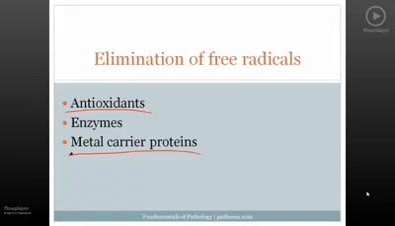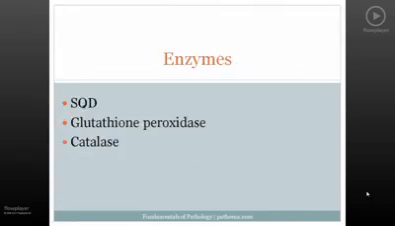The third category of substances that can eliminate free radicals are enzymes. Now, the reason why I take on this category last is because there's a little detail here from biochemistry that examiners expect you to be familiar with. So let's briefly talk about the enzymes. There are three major enzymes. Each of them is relatively high yield and important for the elimination of free radicals.